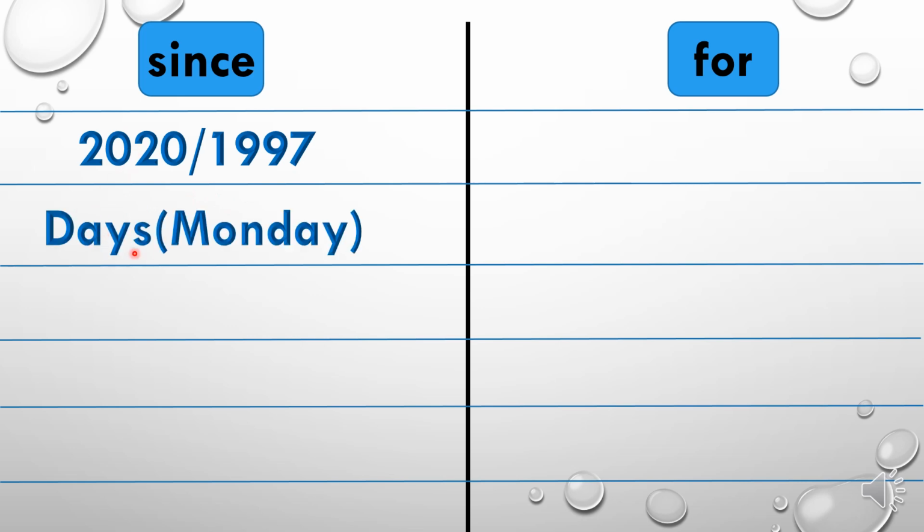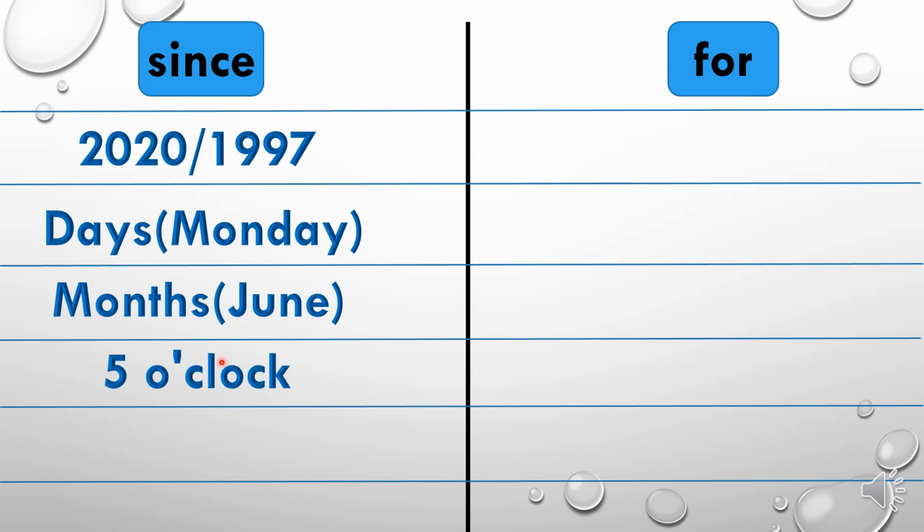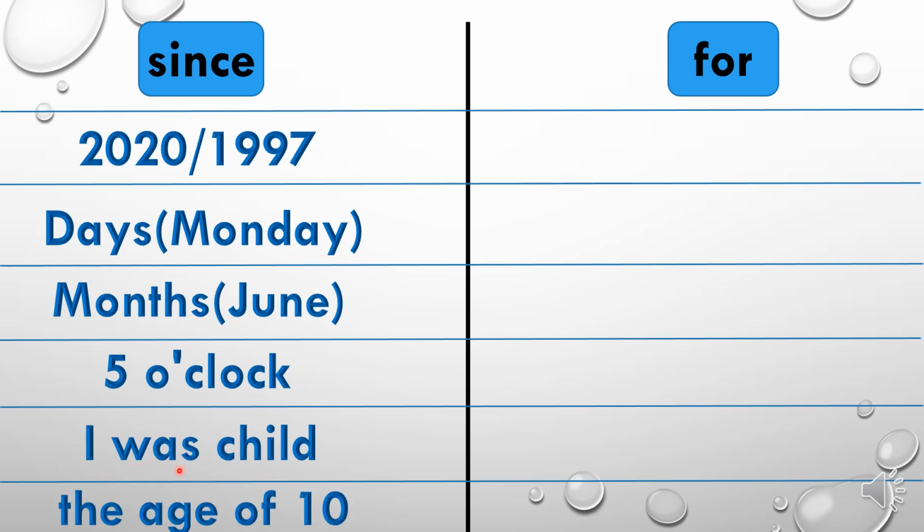With days مع الأيام بنقول for example since Monday. With months مع الأشهر بنقول since June. Since 5 o'clock. Since I was a child. أي جملة في الماضي، يعني مش ضروري هاي الجملة، يعني هاي جملة بالماضي من كلمة was. Since the age of 10.